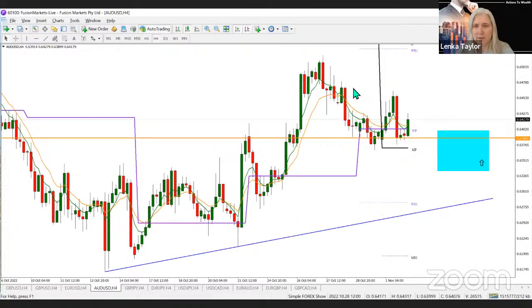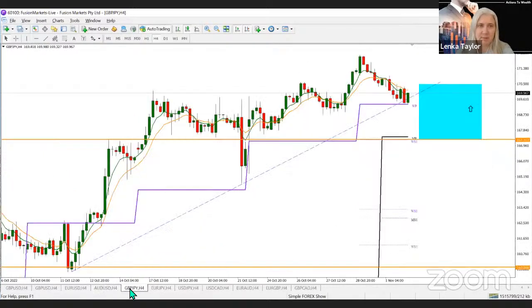On the 4-hourly, again, it might go sideways between the weekly pivot and monthly pivot for a while as well. So that also could be an option. But ideally, I like to see it pop below and then back up, close above the weekly pivot, and then looking for long opportunities after that.